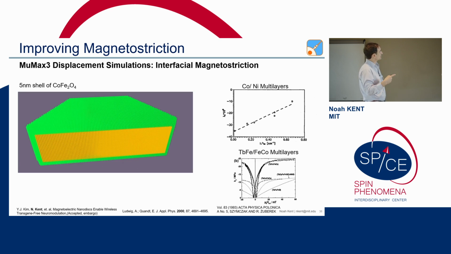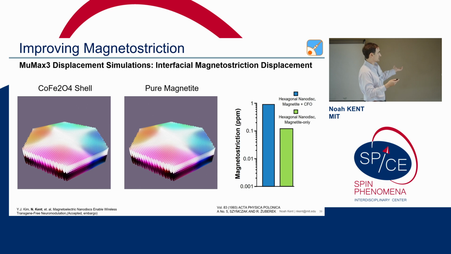But then we had an additional problem. In order to grow an epitaxial barium titanate shell on this, we needed a mediator, which ended up being cobalt iron oxide. We wanted to know how this would affect the magnetostriction. I suspected it would be great, because there's some work showing that if you have interfaces between different magnetostrictive materials, you get enhanced magnetostriction overall. And that's exactly what we saw. We got an order of magnitude increase.